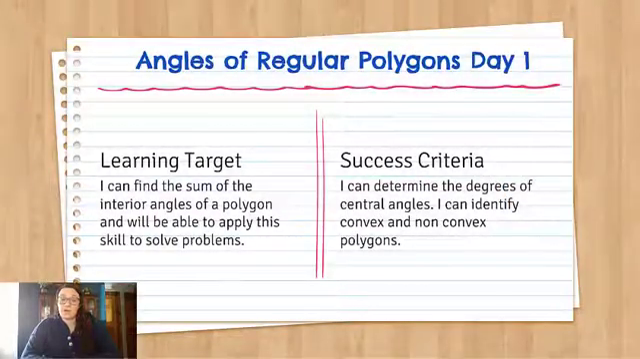Today we're going to talk about angles of regular polygons. This is a 2-day lesson and here comes day 1. Our learning target for both days is that you'll be able to find the sum of the interior angles of a polygon and be able to use those properties to solve problems. You'll know you'll be successful when you can determine the degrees of central angles and identify convex and non-convex polygons.